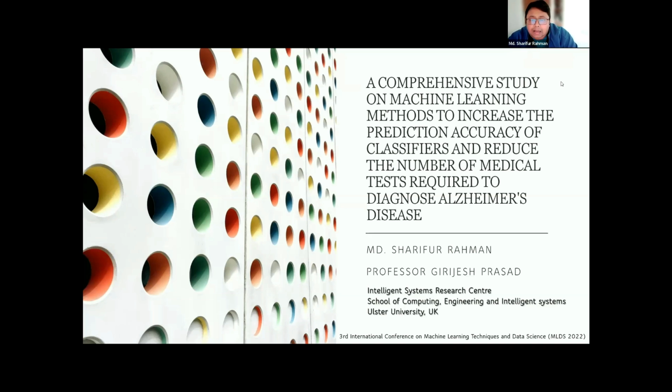Yeah, I'm Mohammed Sharifur Rahman, and with me, Professor Girijesh Prasad has done this research work, and we are both from Ulster University, UK. And the research topic is a comprehensive study of machine learning methods to increase the prediction accuracy of classifiers and reduce the number of medical tests required to diagnose Alzheimer's disease.